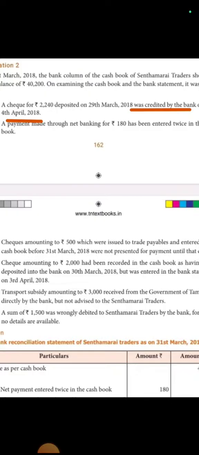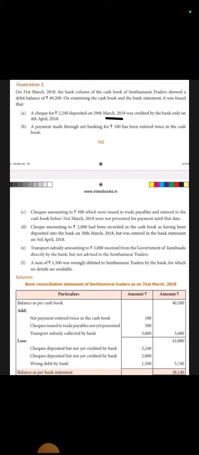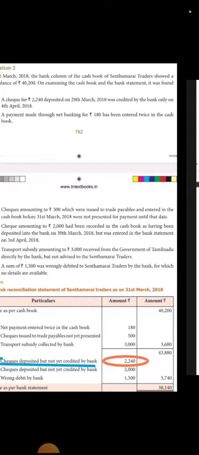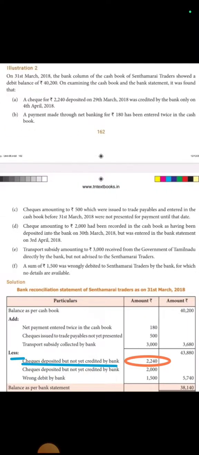So as for that only, we will follow the original method. The check was not credited on 31st March only, so we have to subtract this transaction. For that, in the less column, we have to write check deposited but not yet credited by the bank, rupees 2,240.